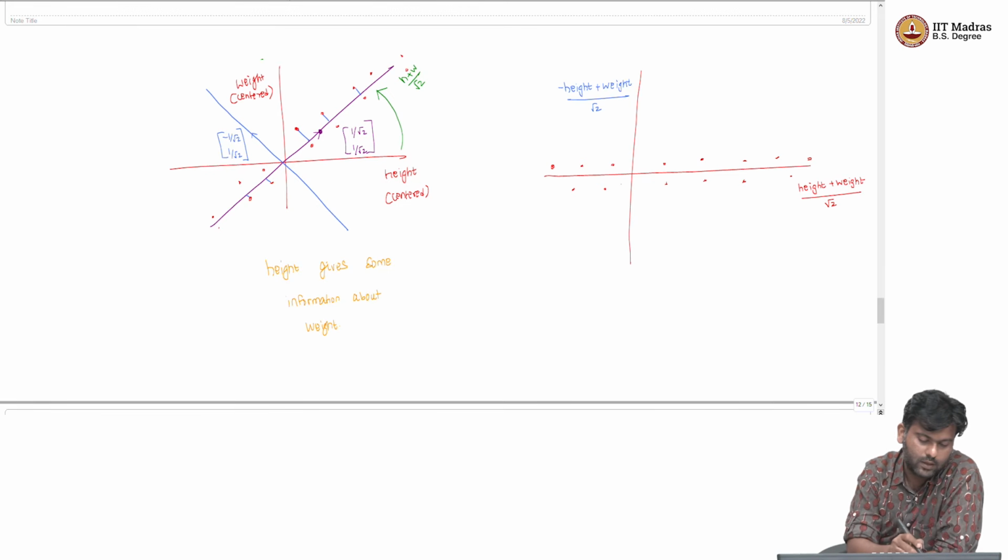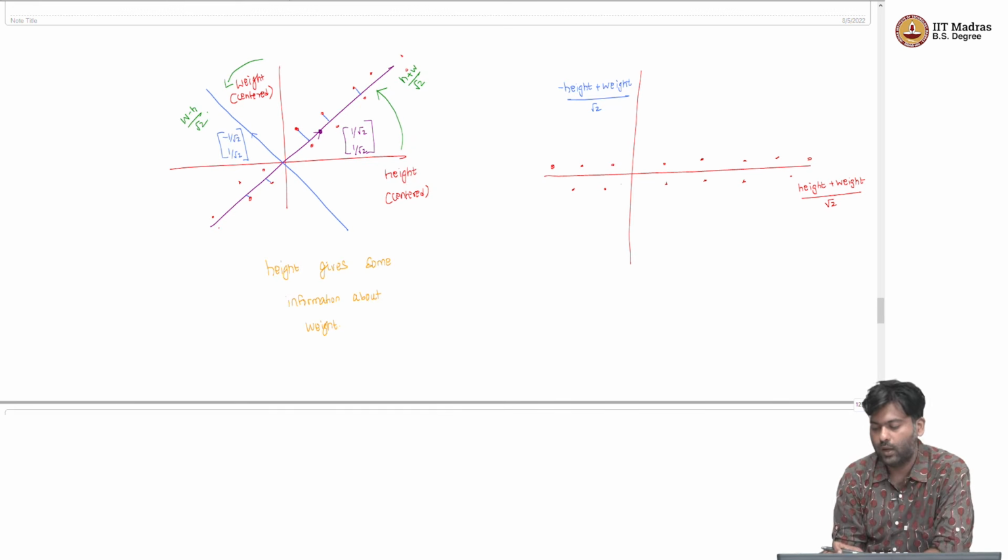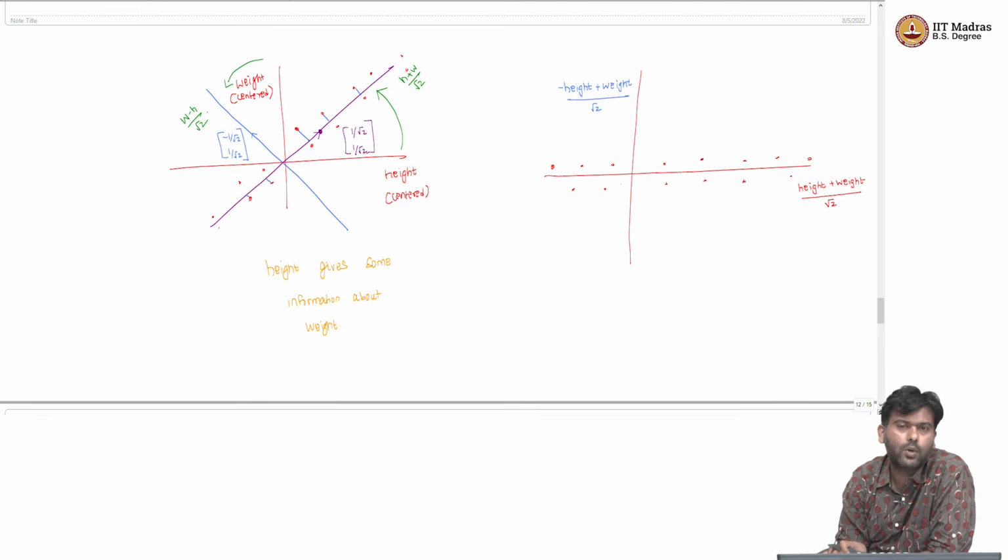So, the weight axis has gotten rotated this way to become weight minus height by square root 2. Now, if I think of looking at the same data set in this direction, well, that would exactly look like this, right. So, if we plot that, what is the point of plotting this?